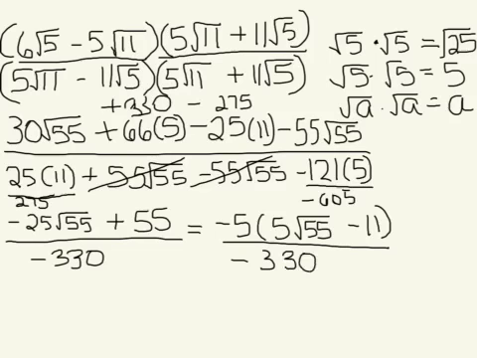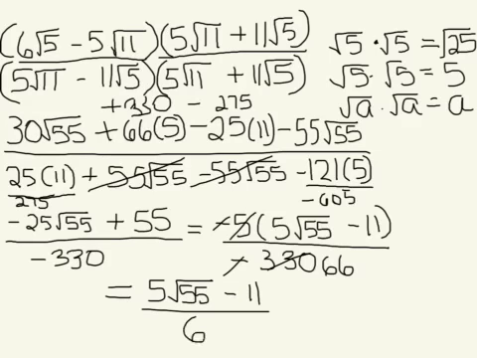And so we can reduce the 5 on the top and the negative with the 330 and the negative on the bottom. And a little bit of calculation will show that 5 goes into 330 66 times. And the negatives cancel as well. So the way you'd want to write your final answer is actually 5 root 55 minus 11 all over 66.